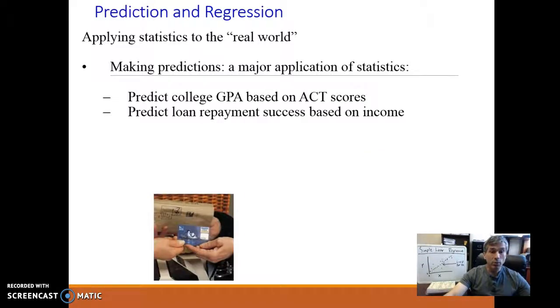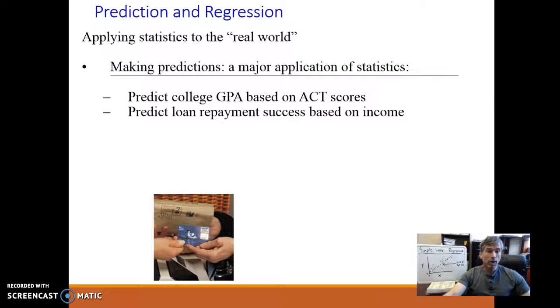Banks use this all the time. When you get a loan from a bank, not everybody gets the same rate. One of the things they do in setting those rates is they use prior information like your income level, like your credit history, all that fun stuff, and they predict how likely it is you're going to repay that loan. And if it's more likely you'll repay it, you get a more favorable rate. If it's less likely, they're going to charge you higher amounts of interest.